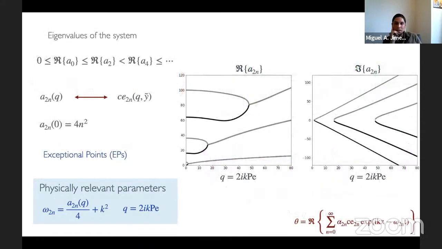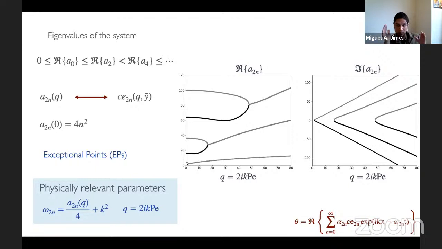Another thing is that, through the dispersion relationship, the eigenvalue of Mathieu's equation is really important. They come ordered, meaning that a0 is the smallest one in the real part, and they correspond to a particular Mathieu function, which is pretty useful. We also know their limits when Q goes to 0, which is just 4n squared. So you're seeing the parameter dependence of the eigenvalue, the real part on the left, and the imaginary part on the right.